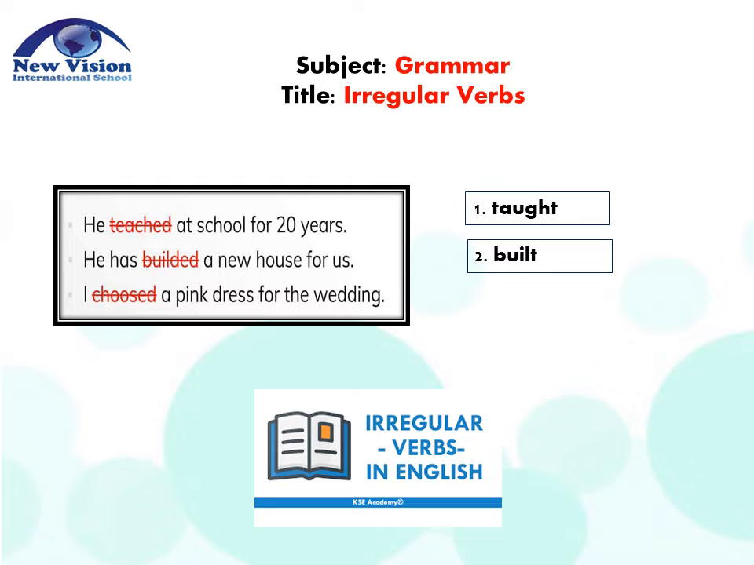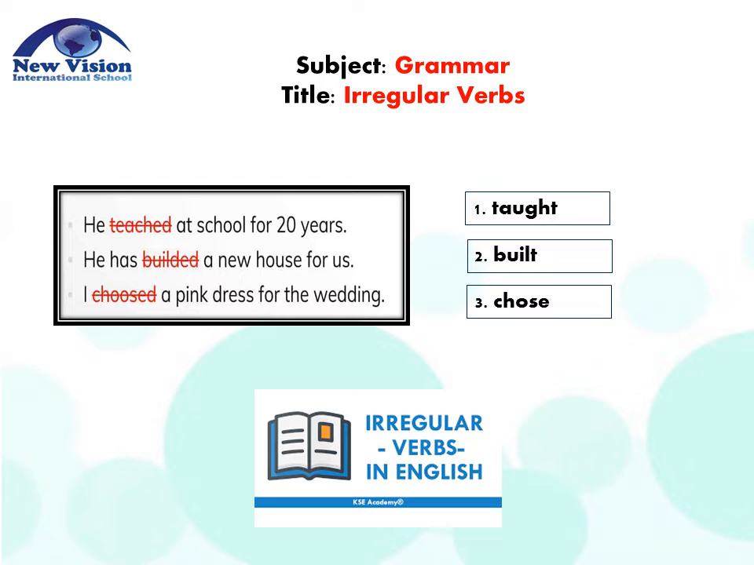Number 3. I chose a pink dress for the wedding. No, it's not choose at all. Do you know what's the past tense of the verb choose? I think you know it. It is chose. Chose. Correct. So these kinds of verbs, what do we call them, boys and girls?